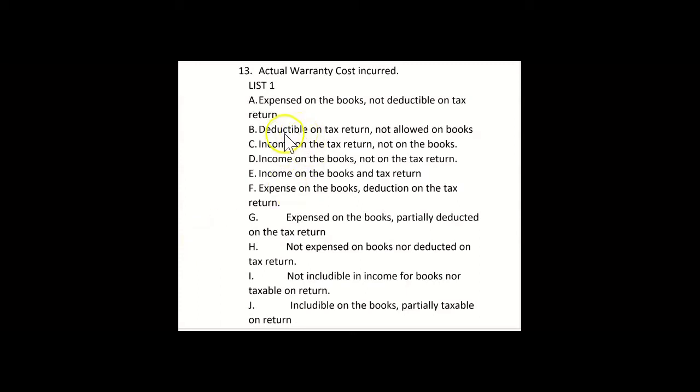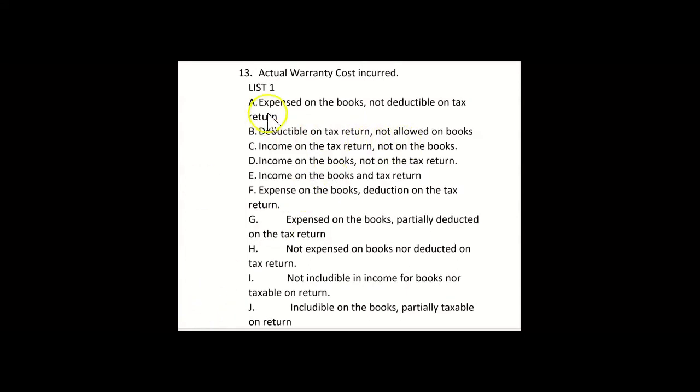So look at letter B. Deductible on the tax return, not allowed on the books. If it would have said estimated warranty costs, then you would have gone with A. Expensed on the books, not deductible on the tax return. Because any estimated expenses based on GAAP rules are not deductible on the tax return. The tax return is only looking for your actual cost. What did you spend on warranty cost? That's your tax deduction. And this one clearly says actual warranty cost incurred, and that's why the answer is B. Deductible on the tax return, not allowed on the books.